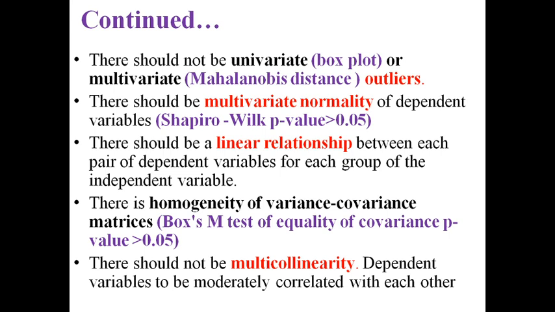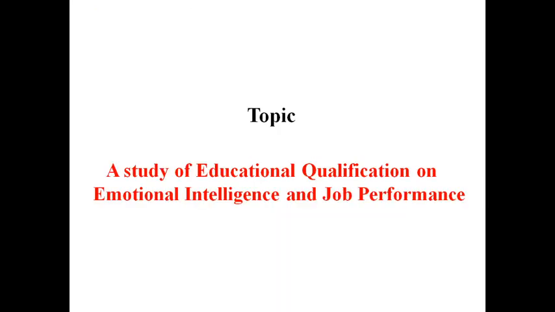There is homogeneity of variance-covariance matrices. It will be checked through Box's M test of equality of covariance, and the Box's M test significance value should be greater than 0.05. And the last one, there should not be multicollinearity. So the dependent variables should be moderately correlated with each other. So these are the assumptions of one-way MANOVA.